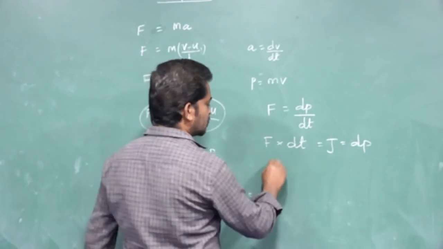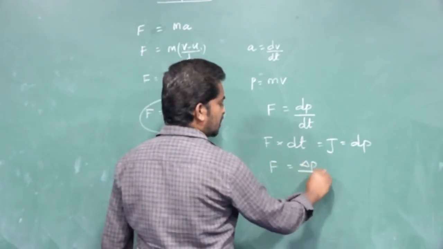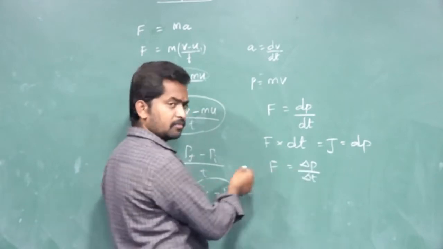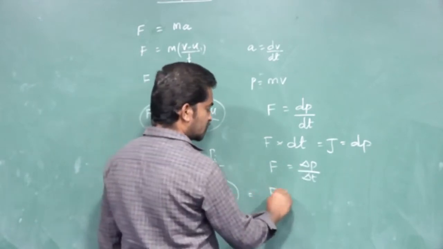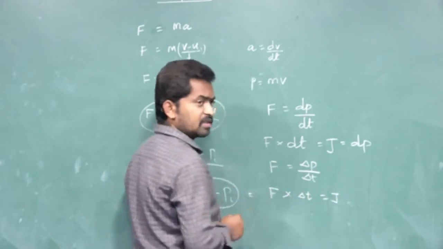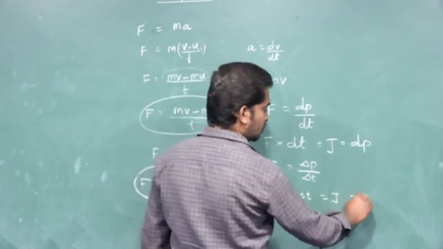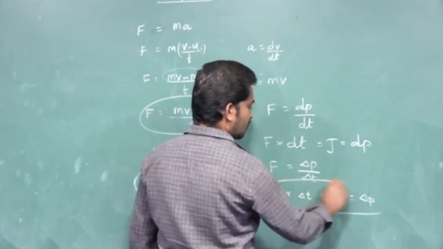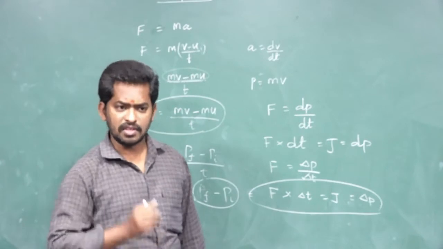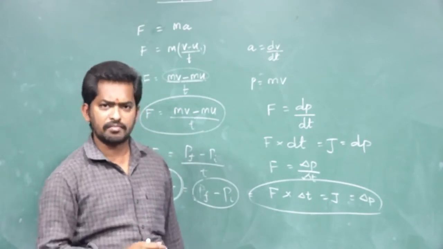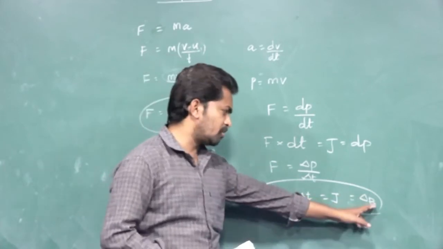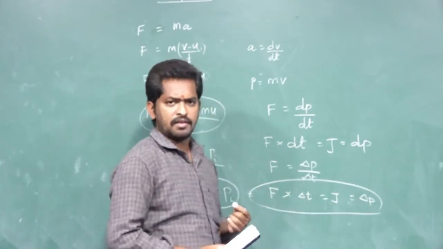Or F is equal to del p divided by del t. Change in momentum is directly proportional to force. So F into del t is equal to impulse, the impulsive force, which is equal to del p. This is impulsive force, or simply impulse. Force into time, which is equal to change in momentum, is called impulse.